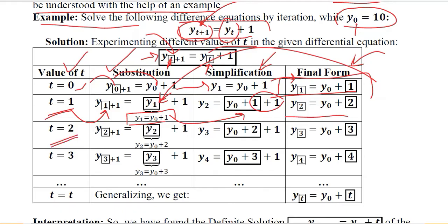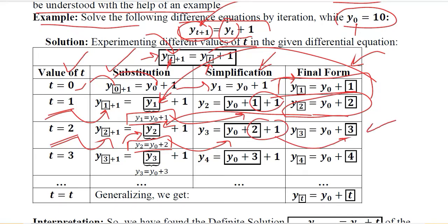t is equal to 2, and when we put it equal to 2, it appears like this. This is the value of y2 that we have found in the last step, that we can substitute here, and it will look like this. And then finally we can add these two values to get 3, and this is the final form. Again, t is equal to 3.